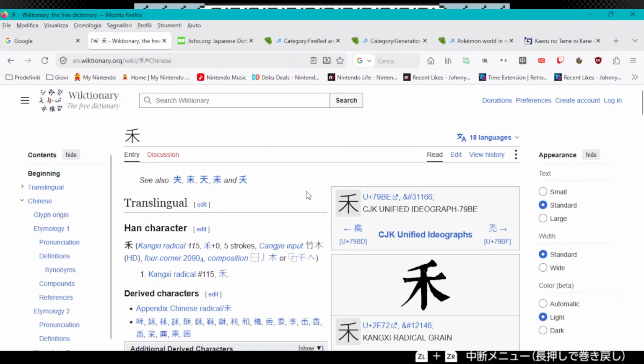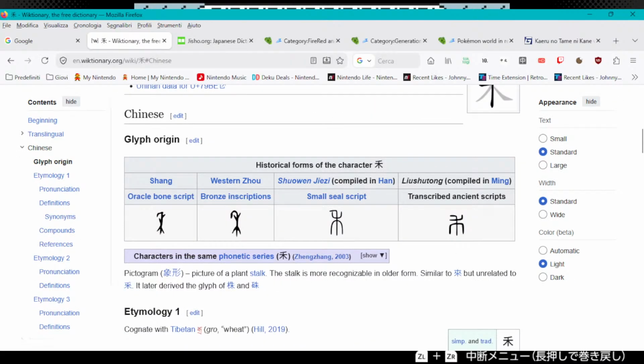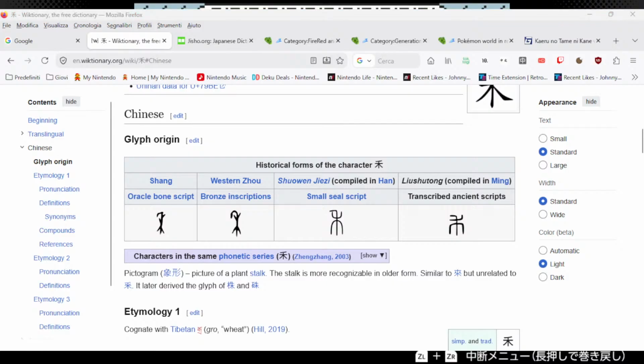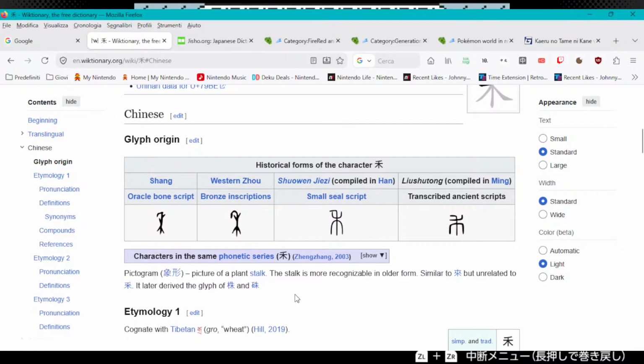which is this kanji. And yeah, it's in its older form, as you can see in the historical forms, straight up a pictogram, a picture of a plant stalk. In general, I've seen some mention rice in particular, but no, in this case it's technically plants in general, as much as of course rice is fundamental in China and then also Japan and so on. But yeah, plant stalk.